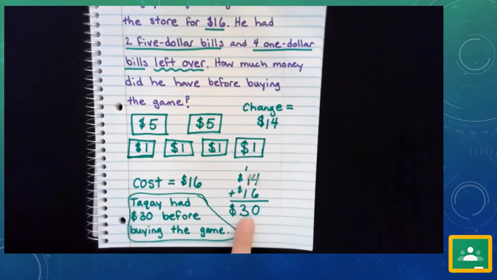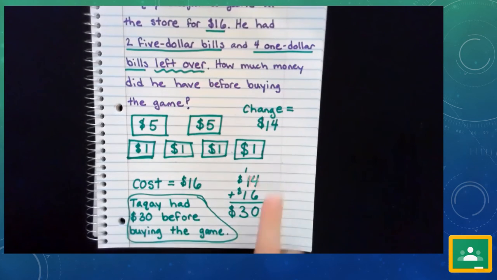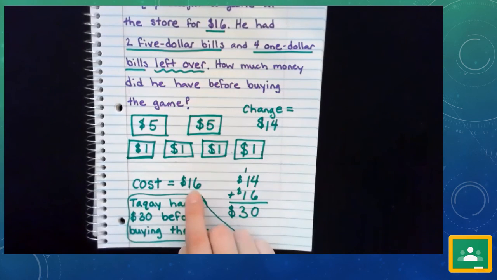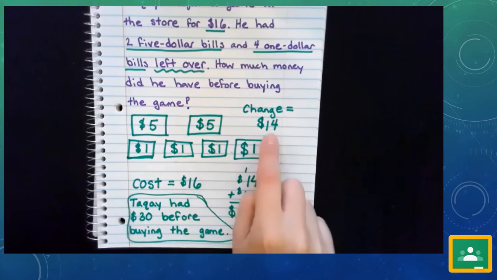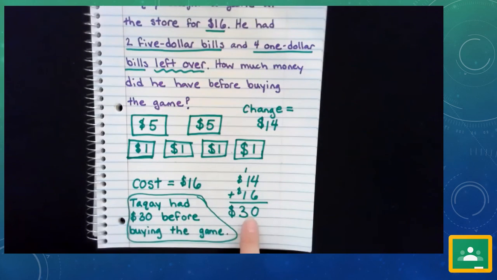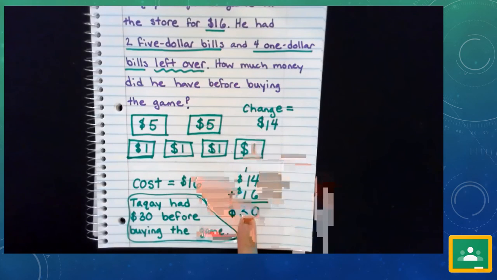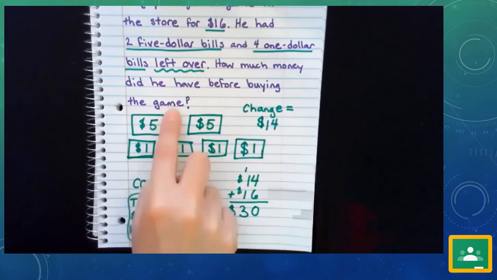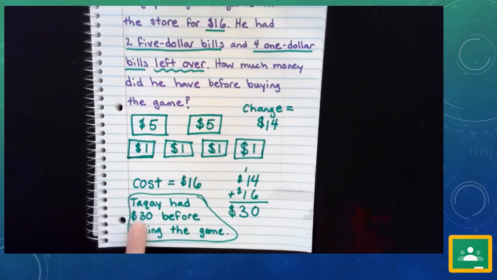And I could not solve this until I figured out exactly how much Takai had left over after he bought that game. And because I know the game cost $16, if I want to know what happened before he bought that game, before he gave the cashier or the store $16, I have to put that information together. And it was equal $30. So to answer the question, how much money did he have before buying the game? Takai had $30 before buying the game.